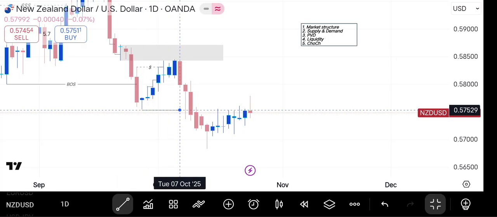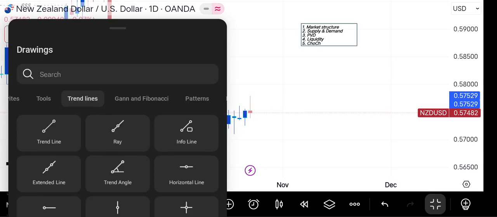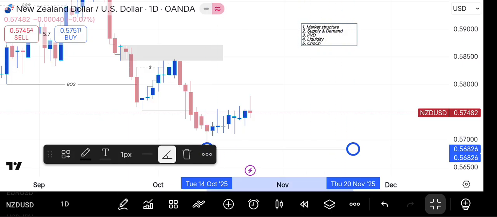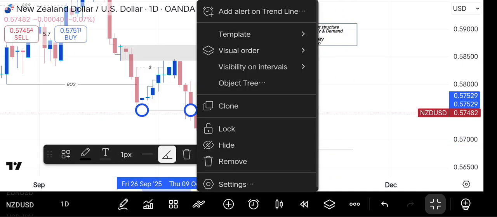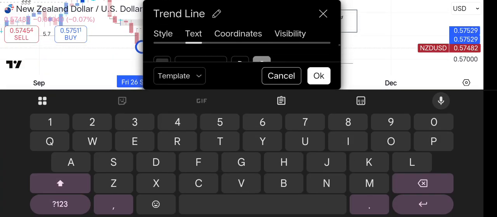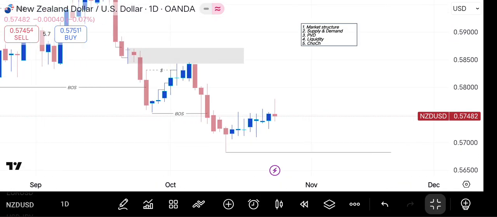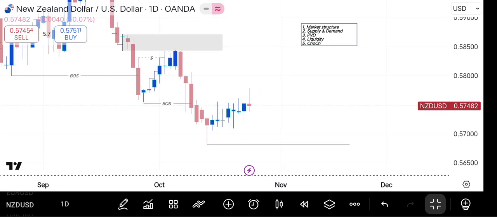So we have this current break of structure. We are expecting the next one to be right here. So we have a break of structure right there. So the market is clearly bearish. Market structure, confluence number 1, is bearish.